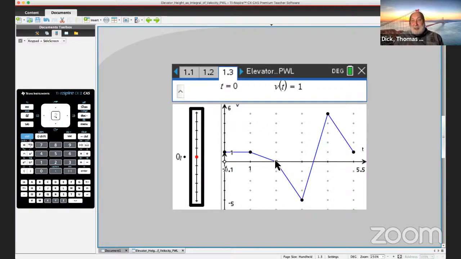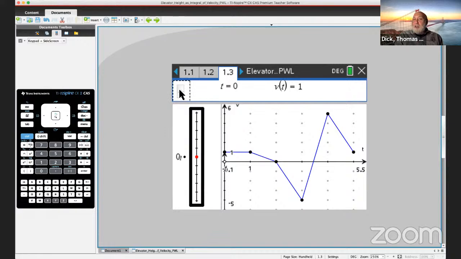So you want to think about, what does that mean in terms of the position of the elevator? Well, it should be still going up, but slowing down. And then where the velocity changes sign, that's where the elevator will change direction and start moving down. So a lot of that reasoning, but now we can actually play it out.